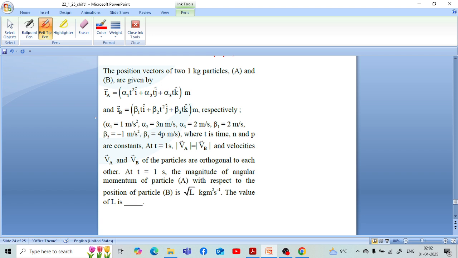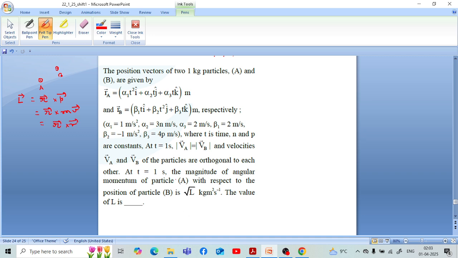So, the problem is based on the topic rotational motion, and in this problem there are two particles, particle A and particle B, both moving and both having a mass of 1 kg. We have to find the angular momentum. Angular momentum is given by L equals R cross P, where R is the position vector and P is the linear momentum, which is mv. Here the mass of both particles is 1 kg each, so m equals 1. So, we can say R cross V.